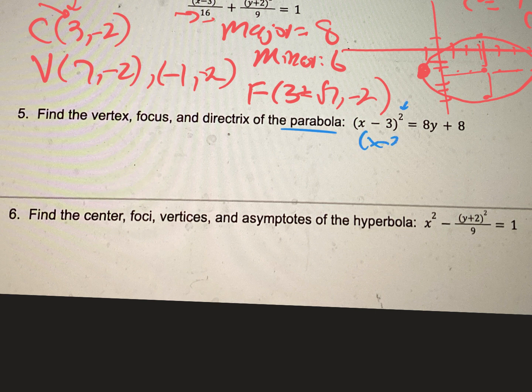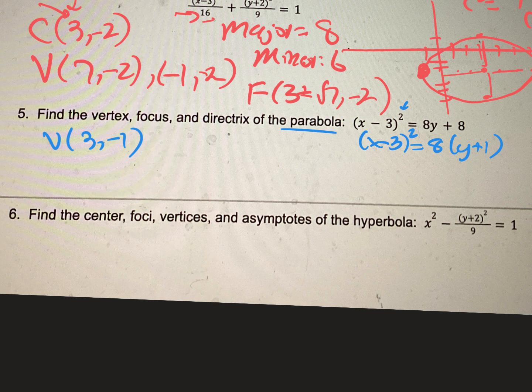So to get it in the form we want, I got to get my 4p. So right there's my 4p. I'm just going to factor out that 8. Remember, 4p's got to be opposite of the square, which it is. So the vertex here, the vertex is the opposite of what's inside, 3, negative 1.